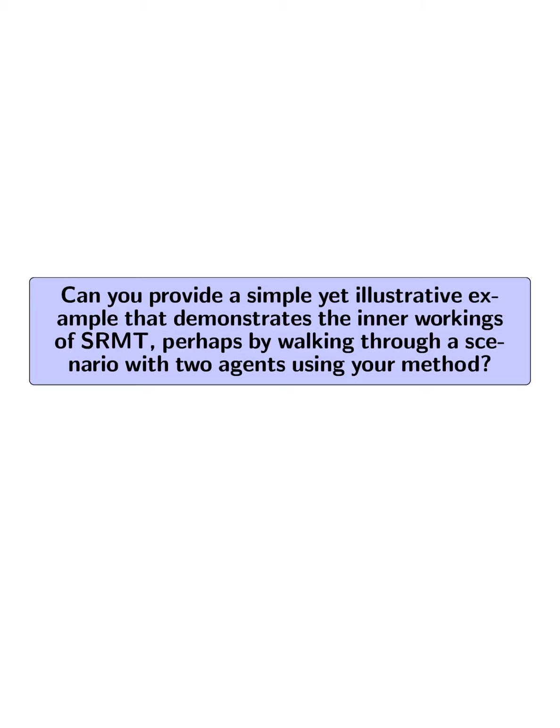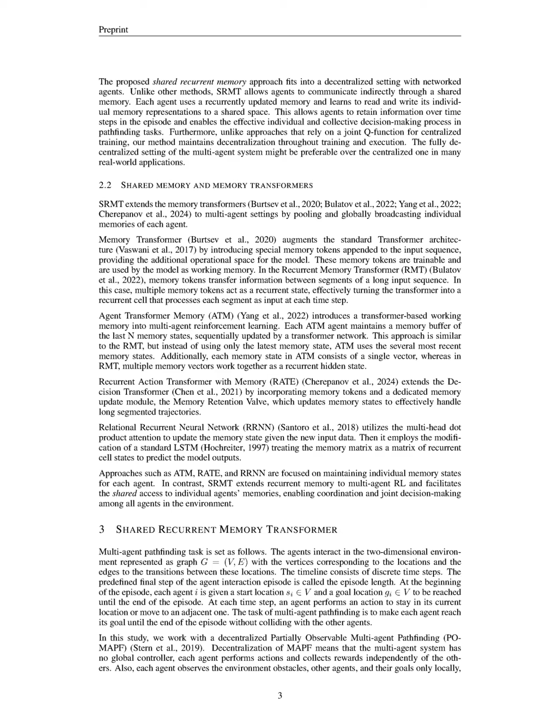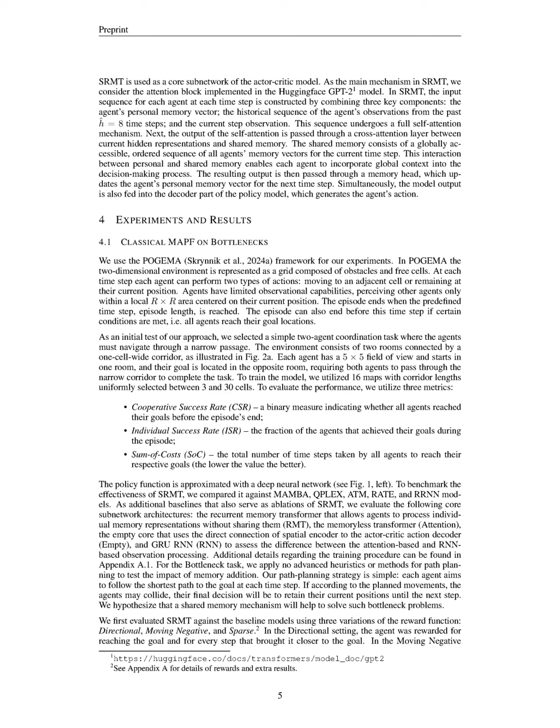Can you provide a simple yet illustrative example that demonstrates the inner workings of SRMT, perhaps by walking through a scenario with 2 agents using your method? In a scenario with 2 agents navigating through a narrow corridor connecting 2 rooms, each agent starts in one room and aims to reach the opposite room. Using the Shared Recurrent Memory Transformer, SRMT, both agents maintain individual memory vectors that are updated at each time step. As they move, they share their memory states through a globally accessible shared memory, allowing them to incorporate information about each other's positions and actions.